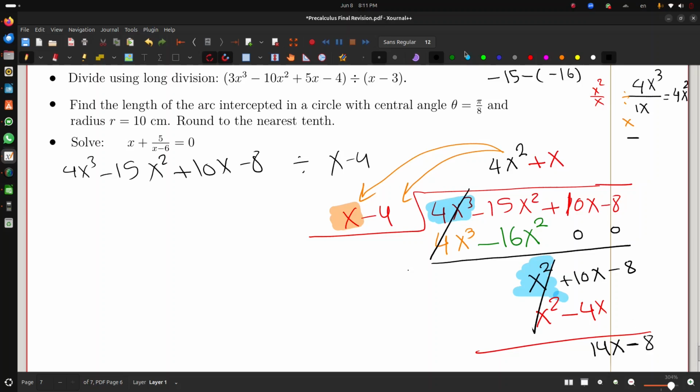Repeat it one more time. So it's 14x divided by x equals 14. Multiply, so it will be 14x, and then negative 56. Yes, 56. Okay, the last step is to subtract.